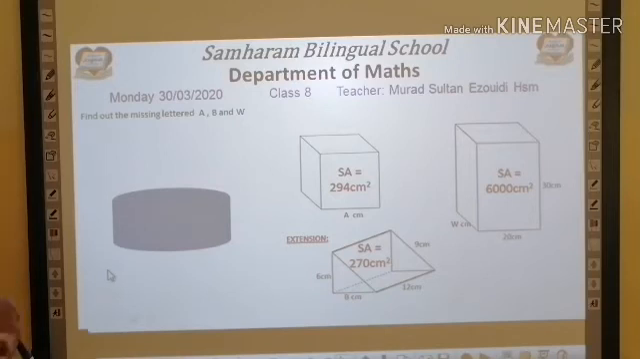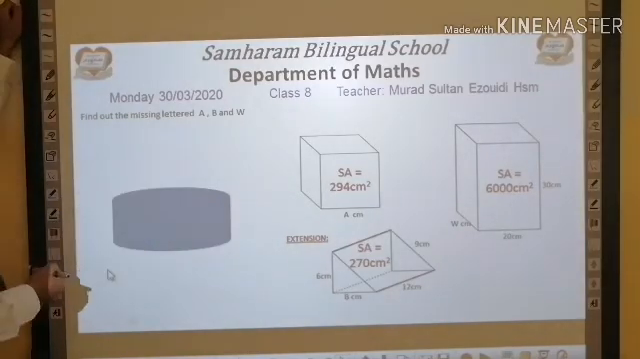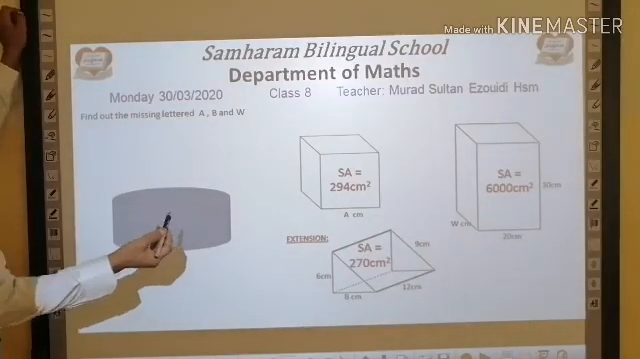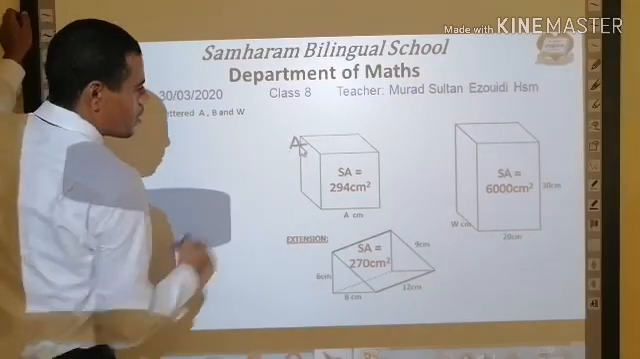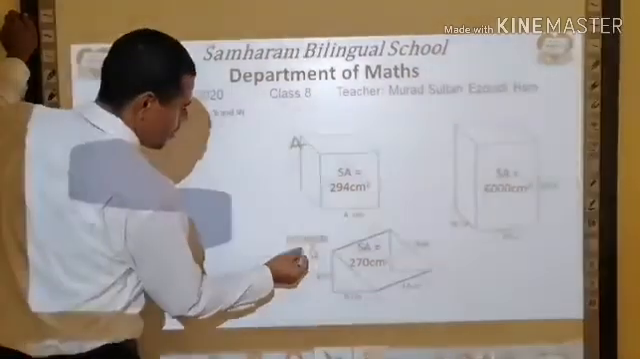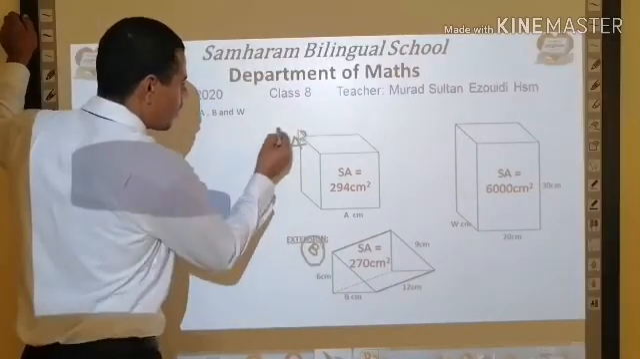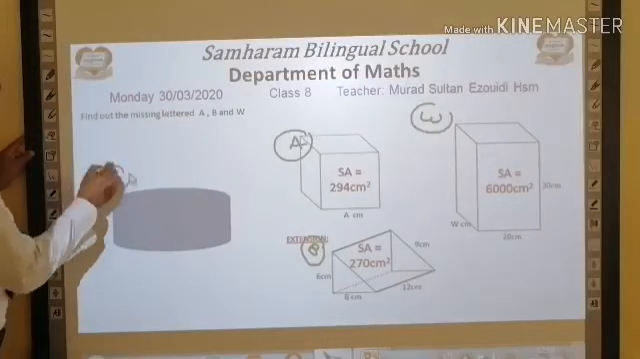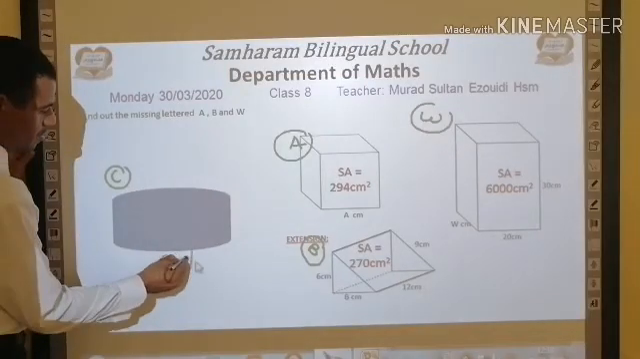Now, let's say, how can you find the surface area of a cylinder or the surface area of a triangular prism? Okay. Here we have some solids A, B, W. This is A. This is B. And this is W. And the last one is C. This is a cylinder.